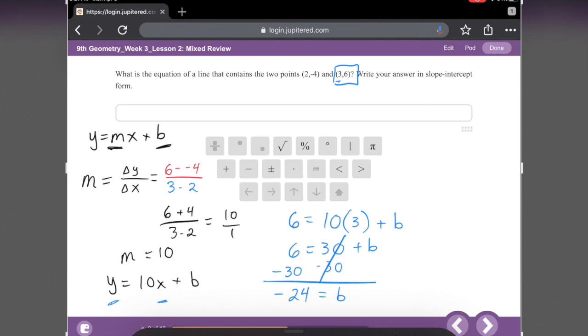Okay, so what's the final form that I should write the equation in? I should write y equals, and then what did I find for the slope? It was 10. So y equals 10x. And then what did I find for b? It was negative 24, so we put in minus 24. So the final equation is y equals 10x minus 24.